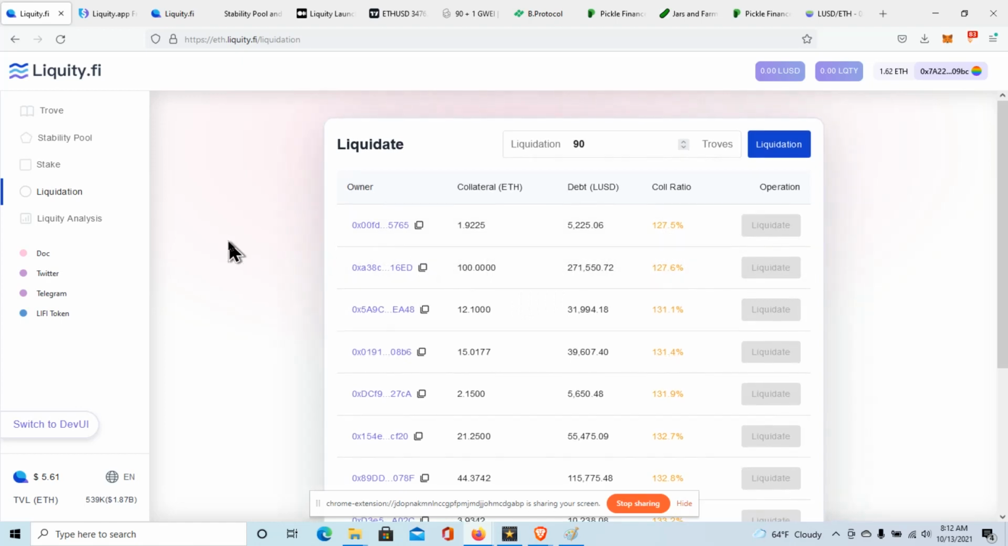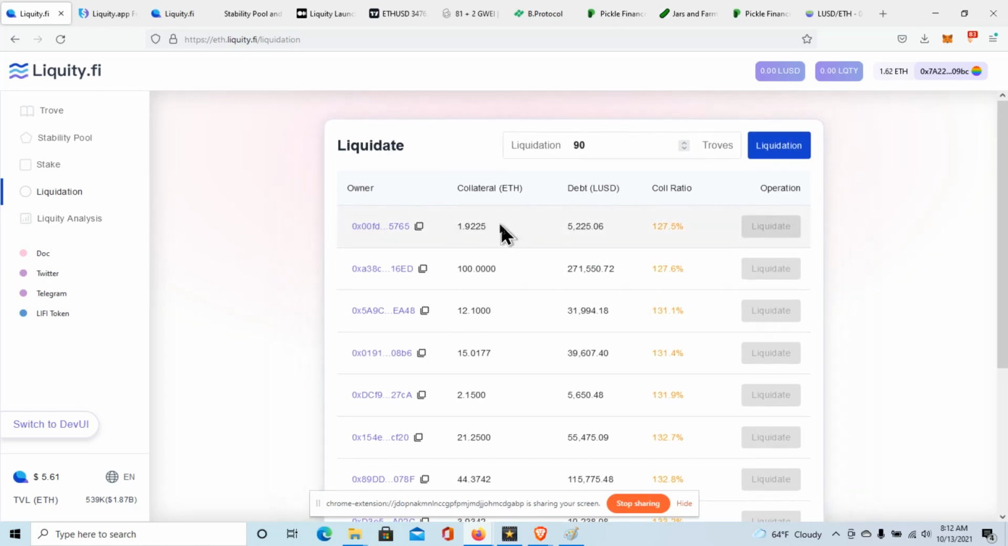So if LUSD ever does lose its peg, the first accounts that are going to get redeemed against will be the lowest collateralized accounts. So if you don't want to get redeemed against, I definitely recommend keeping your collateralization high enough so that other people get redeemed against first.